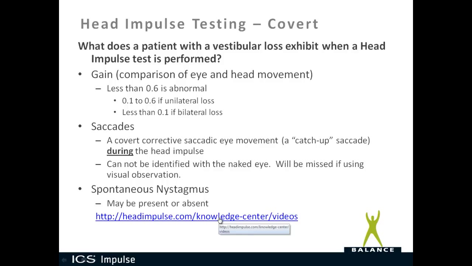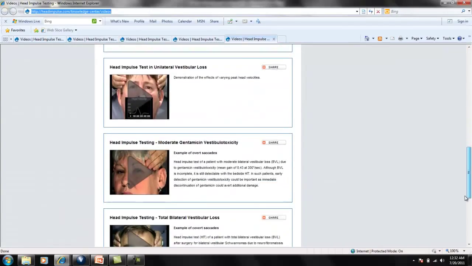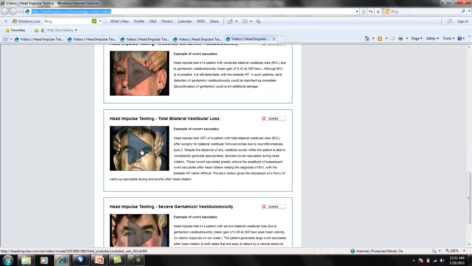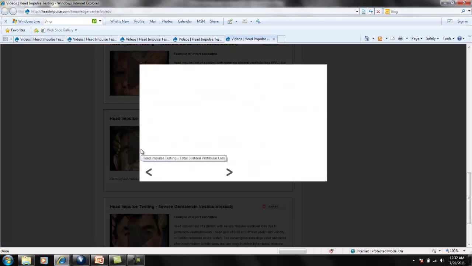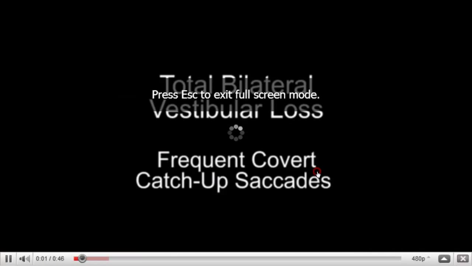So let's go back to headimpulse.com and look at somebody with covert catch-up saccades. Okay, so we're going to look at this patient here with covert catch-up saccades. Let's make it big. So really look, can you see the catch-up saccade? It's very hard to see with visual observation.